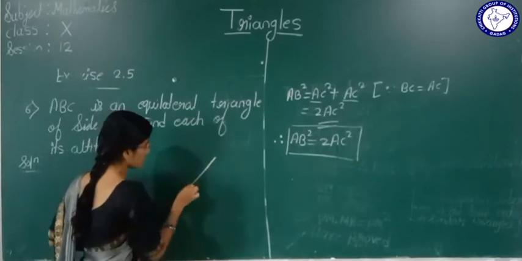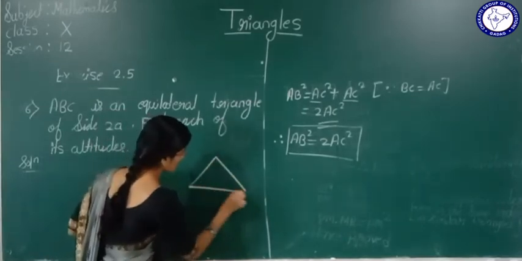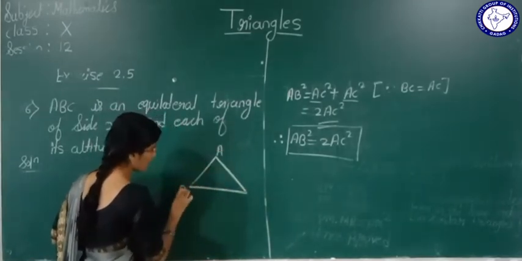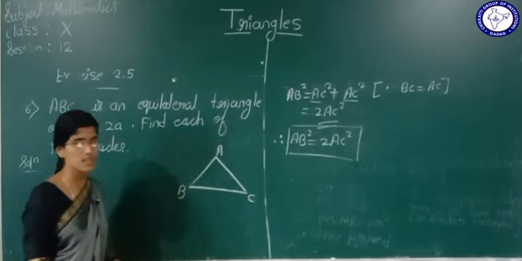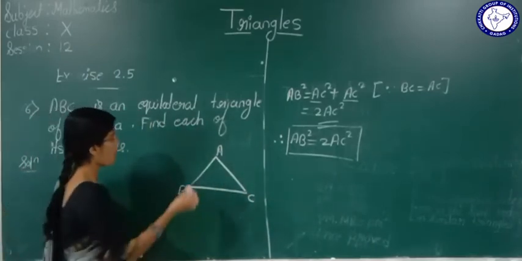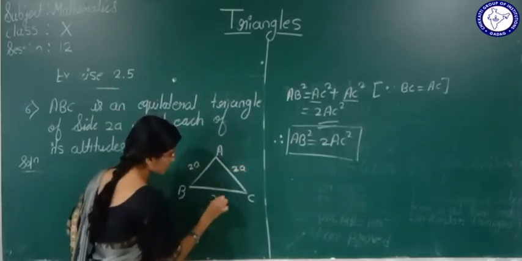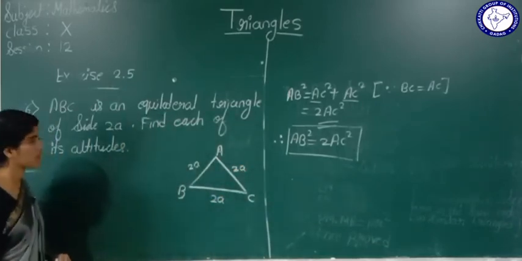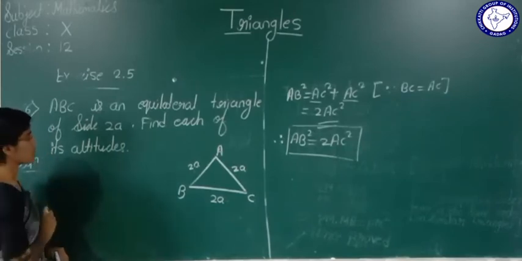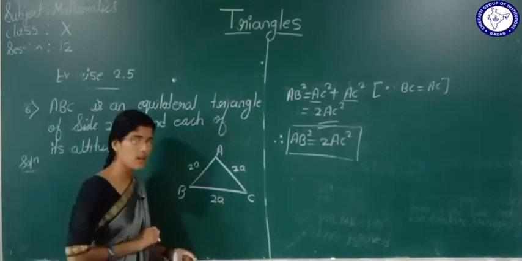Now see here, ABC is an equilateral triangle. Equilateral triangle means all sides are equal. That is, they have given side 2A. Okay. Find each of its altitudes. We have to find the altitude.